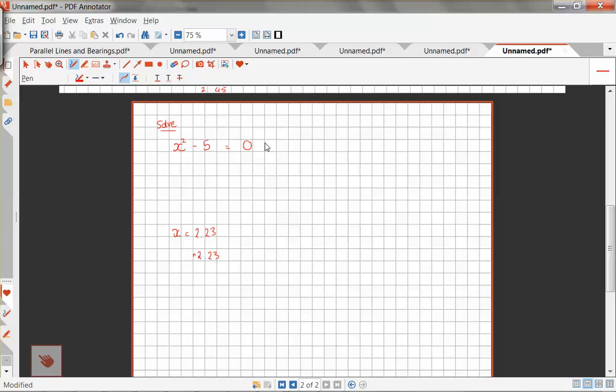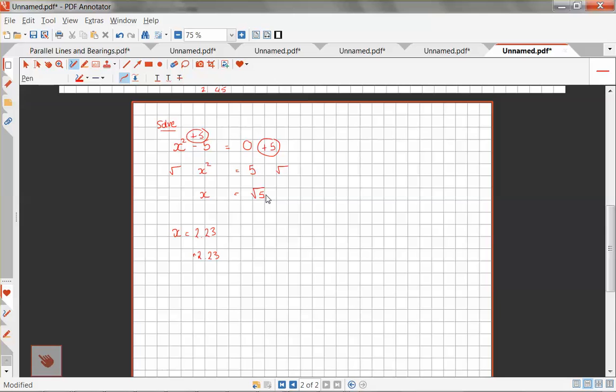Do you not remember solving your equations? We add 5 to both sides. That gives me x squared equals 5. Now what do I do? Square root both sides. Get x equals the square root of 5. Surds, guys. We leave it as the square root of 5.